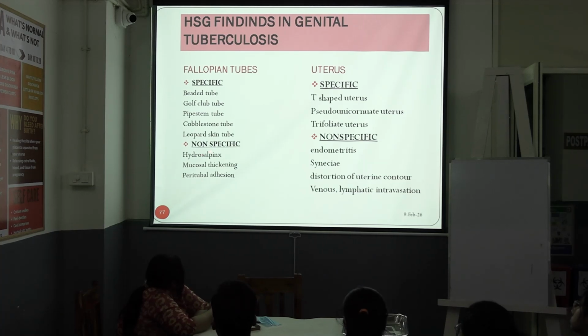And non-specific is hydrosalpinx, as we have seen. Mucosal thickening is not very much appreciated. Peritubal adhesion also not very much appreciated. And in case of uterus, endometritis, you should know synechiae, we have found central oval filling defect, distortion of the uterine contour, and venous and lymphatic extravasation.